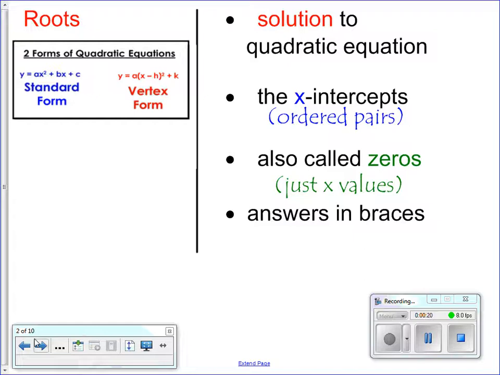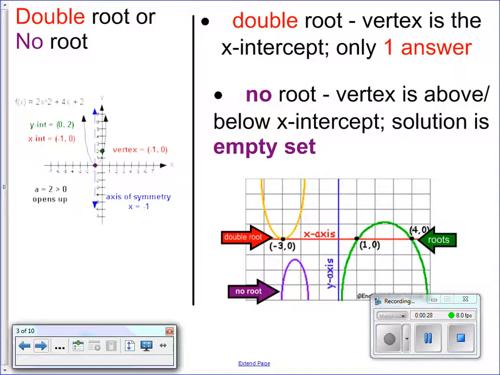It's also called the zeros, so it's just the x values, and when we write the zeros or the roots, we put our answers in braces. When we have a double root, it means the vertex is on the x-intercept. It is the x-intercept, so there's only one answer. When there's no root, it means the vertex is above or below the x-intercept, so the solution is just an empty set.